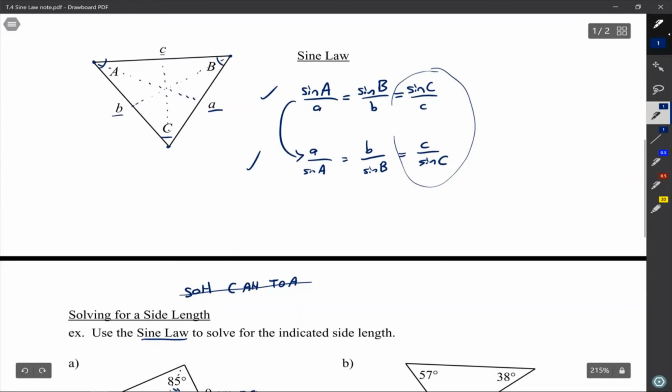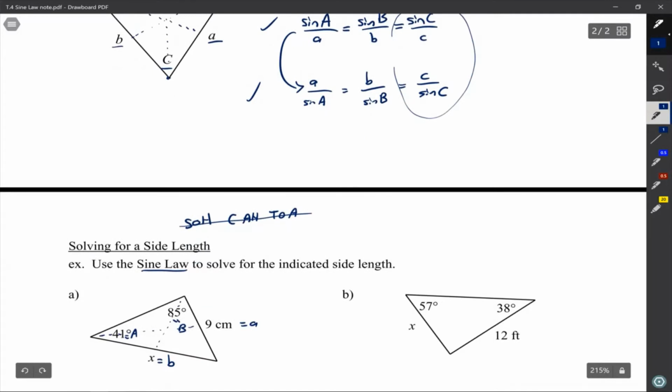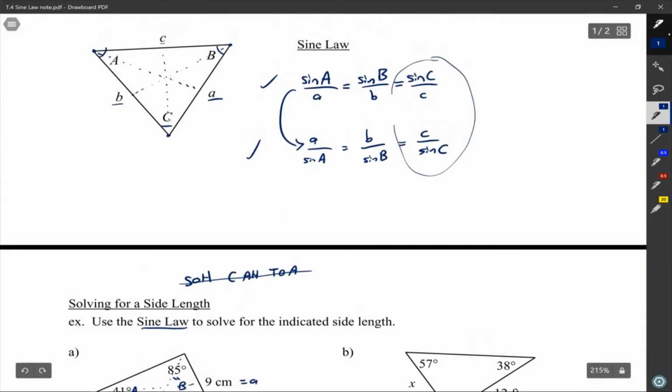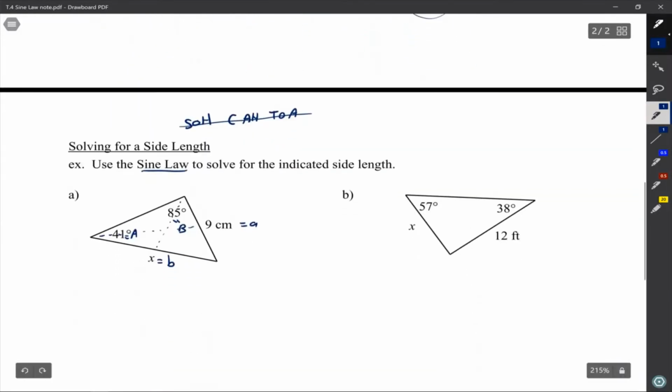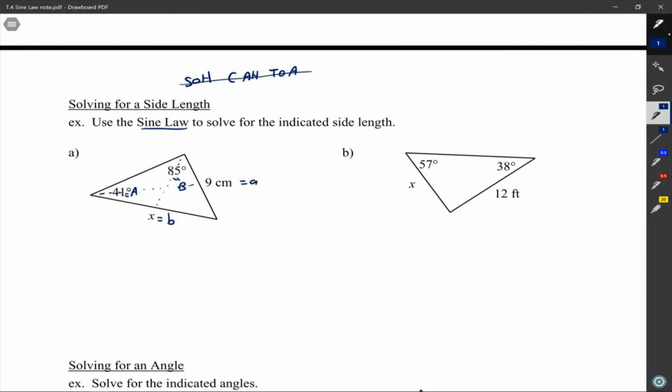So we can either use it in the first form or in the second form. I'm going to choose the second form here because it has our unknown, which is side length B, in the numerator. You'll see what I mean later. You can use it the other way, we just have to do an extra step. So using our sine law, we know that side length A over sine of angle A equals side length B over the sine of angle B.